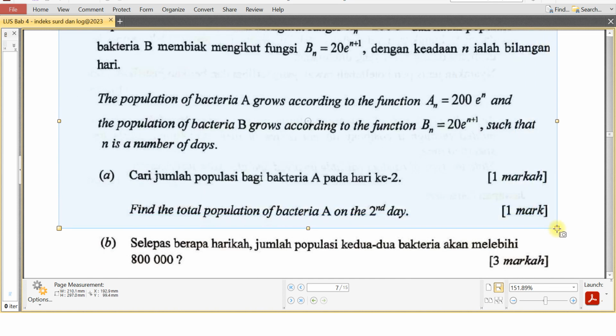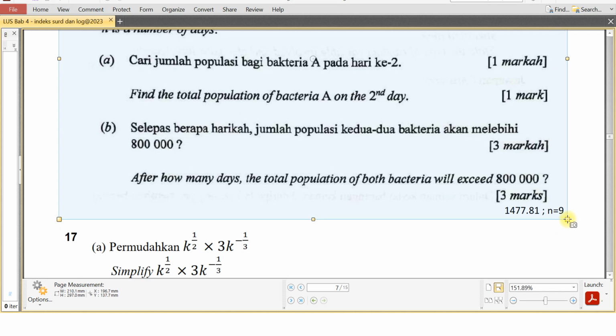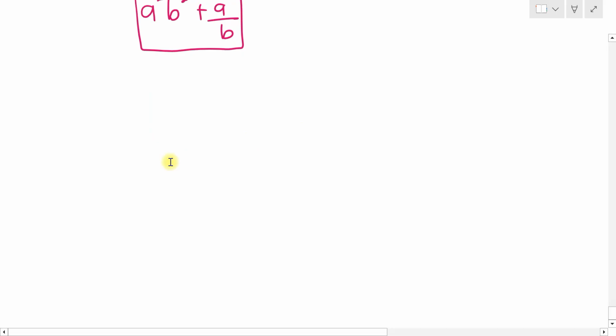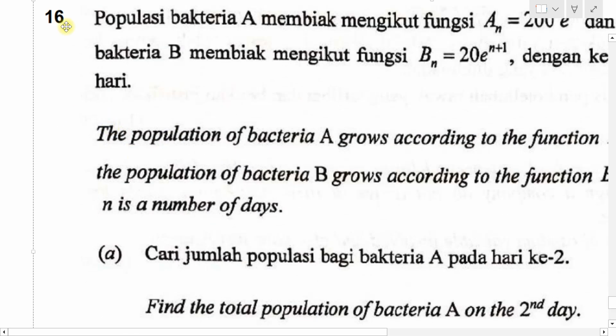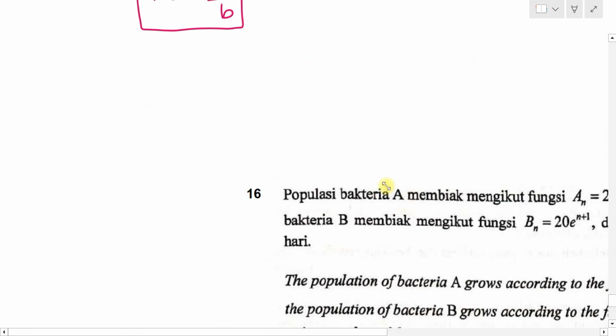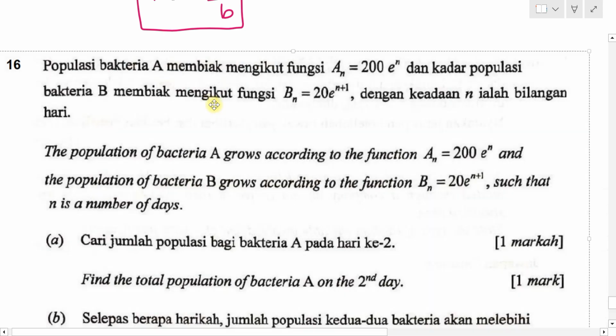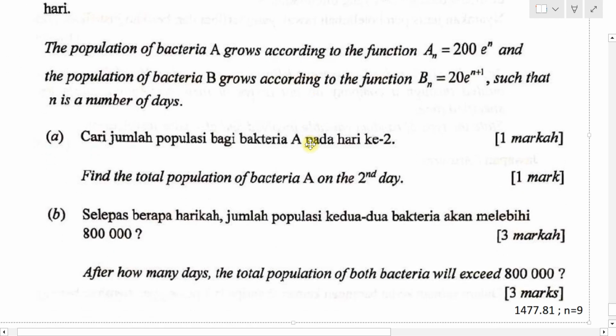Question 16. Again, another problem solving. Should be easy. Problem solving in indices is easy for this topic, because they already give you the formula. You just need to use your log properly, then you can get the answer. Okay, the population of bacteria A grows according to the function like this, and the population of bacteria B grows according to this function, such that n is the number of days. Find the total population of bacteria A on the second day.